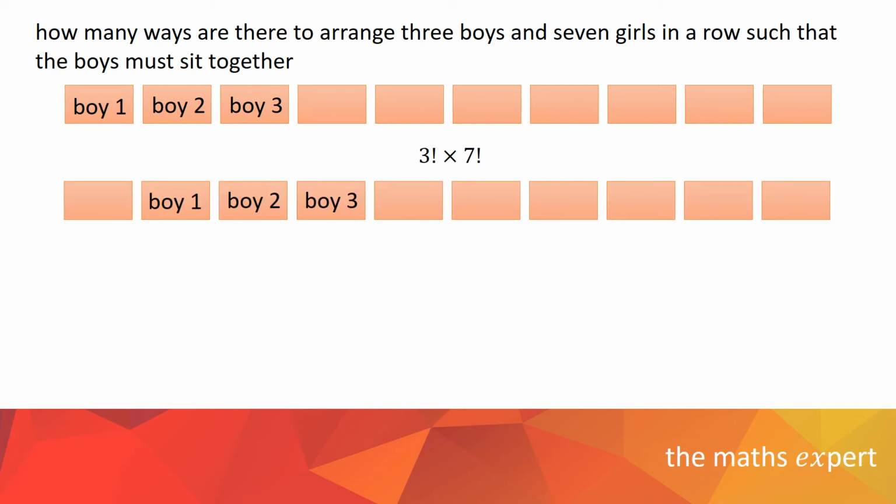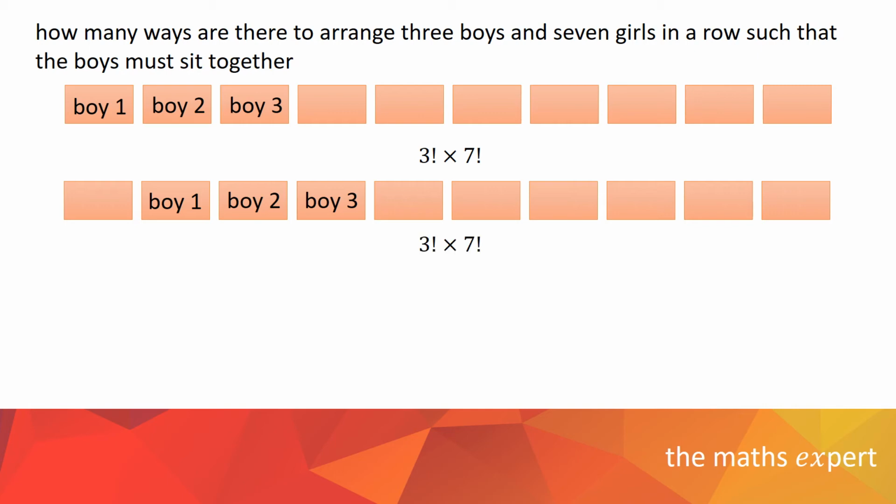Now I have found the number of permutations with the boys sat in the left-hand side, I can move them across by 1, and see this will also give 3 factorial times 7 factorial lots of permutations, as the girls will still fit around 1 arrangement of boys in 7 factorial ways, because I still have 7 slots to fill with 7 girls.